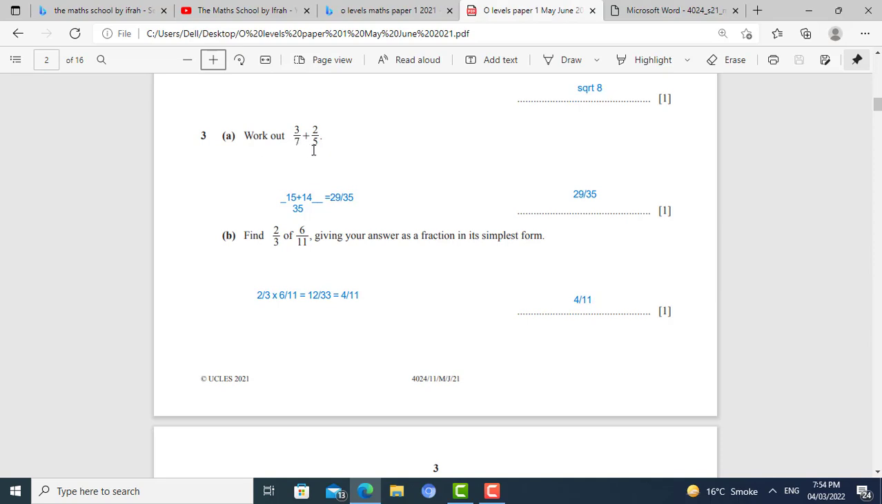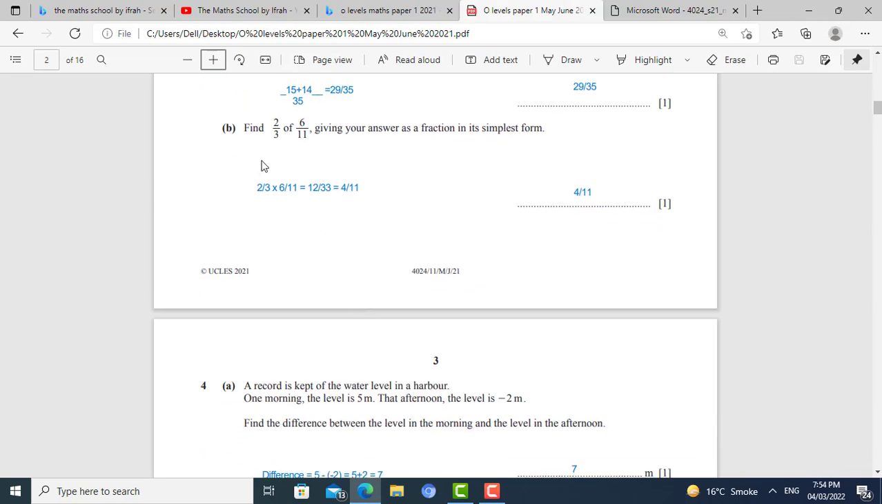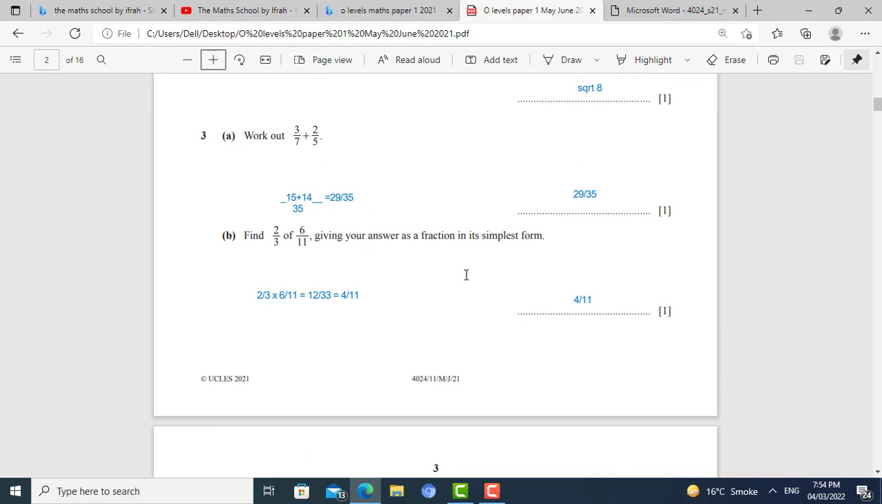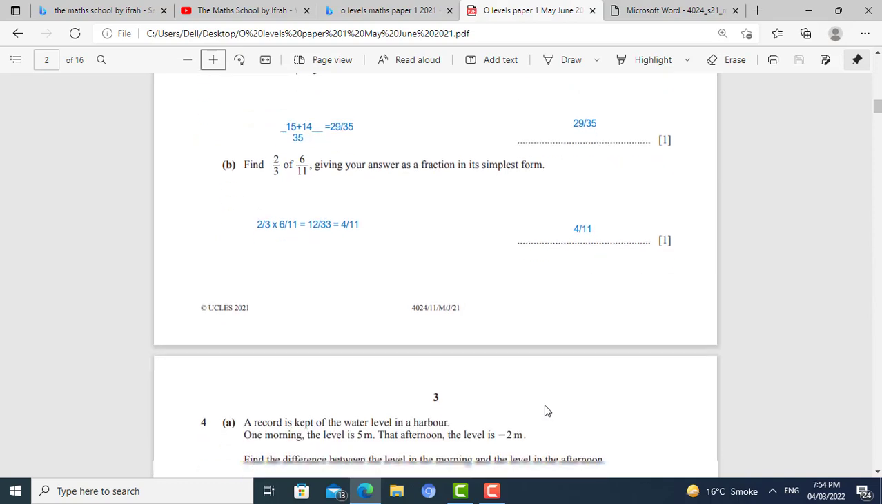Okay, work out 3 by 7 plus 2 by 5. So we take 35 as the LCM and in the numerator we have 15 plus 14, that is 29. So 3 by 7 plus 2 by 5 is 29 over 35. Okay, part B is find 2 by 3 of 6 by 11, giving your answer as a fraction in its simplest form. So 2 by 3 into 6 by 11 is basically 12 by 33. And when we further simplify it, we get 4 by 11. So 4 by 11 is the answer.